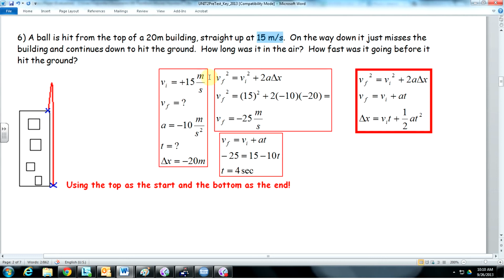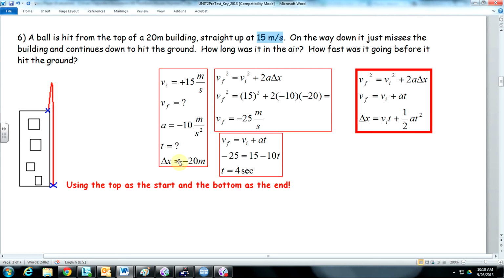So we know VI. VI is plus 15 meters per second. We don't know VF down here at the bottom. We know the acceleration due to gravity. We're going to use a negative 10. Notice the acceleration is a negative 10 on the way up. The acceleration is still negative. The acceleration is going down even as the velocity is going up. At the top, when it stops, the velocity will be 0, but the acceleration is still down, negative 10. And then on the way back down, the acceleration is negative 10 all the way back down.